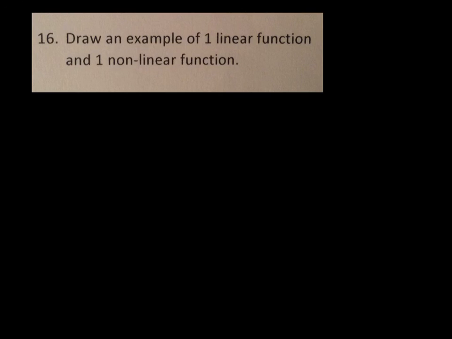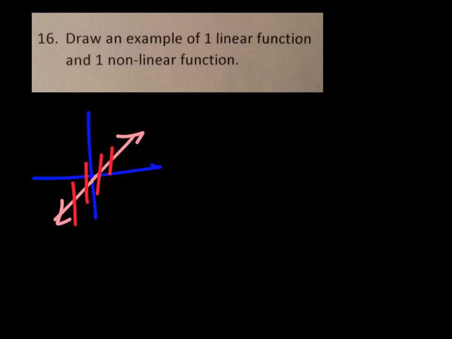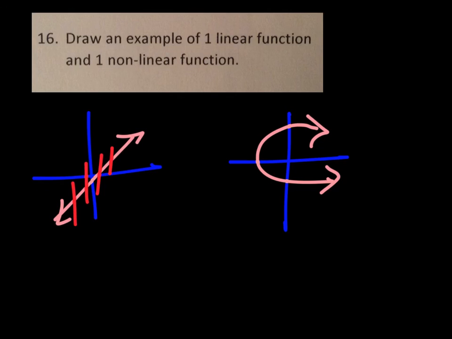Okay, on this last one, draw an example of one linear function. Well, if I have my graph, and let's say that right there is one linear function. It passes the vertical line test, and it's a straight line. Now, what makes a nonlinear? Well, if this is my graph, if I have this right here, first of all, it's not linear. It's got that hook, but it also is not a function. Because when I do a vertical line test, it connects in two spots.